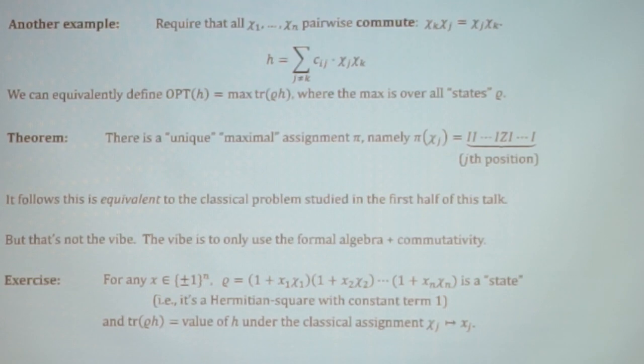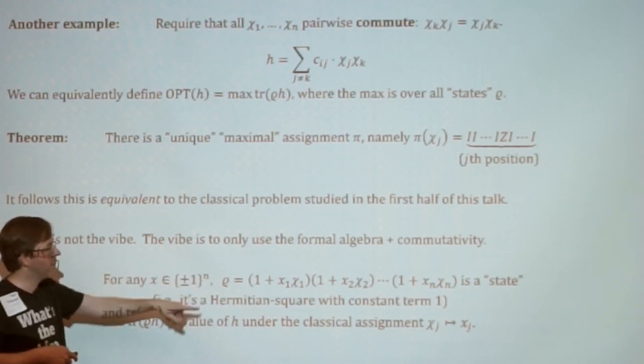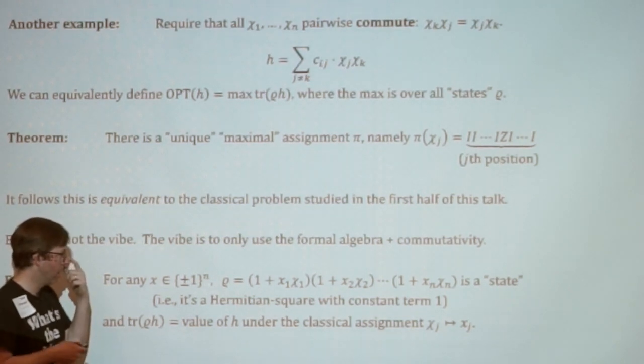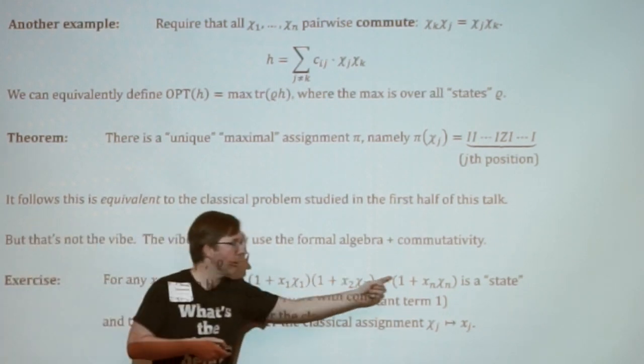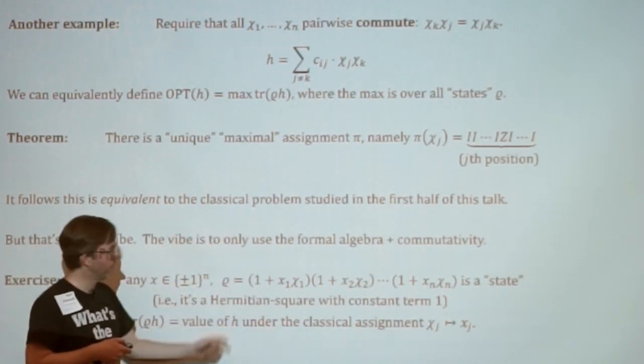And here's a fact: if you want to connect the assignments of plus or minus 1 values to states, for any string of plus or minus 1s, that might be the assignment values. This var rho, which is a formal polynomial, is a state. If you multiply all this out, the constant term will be 1.